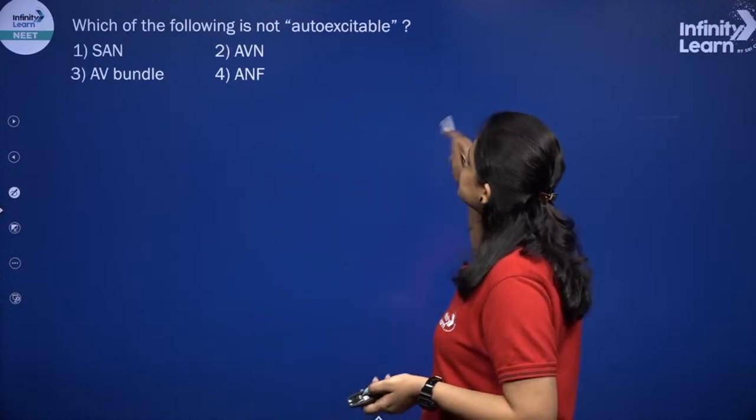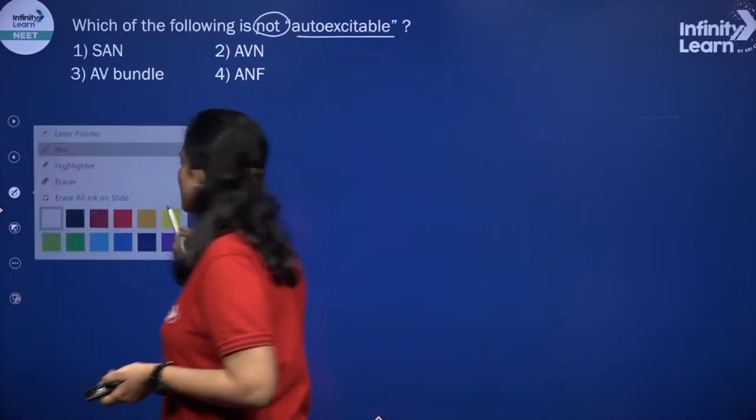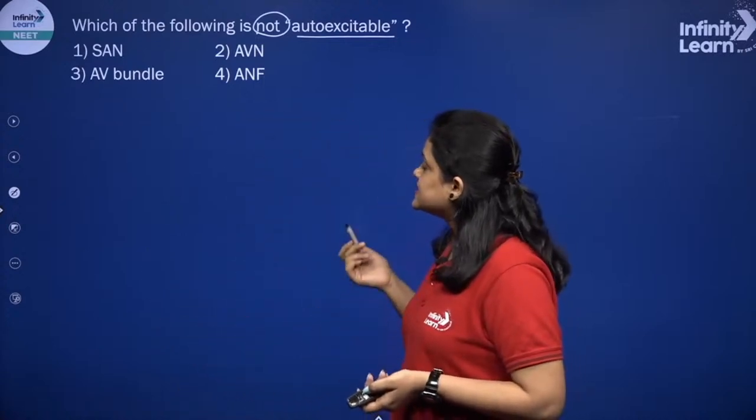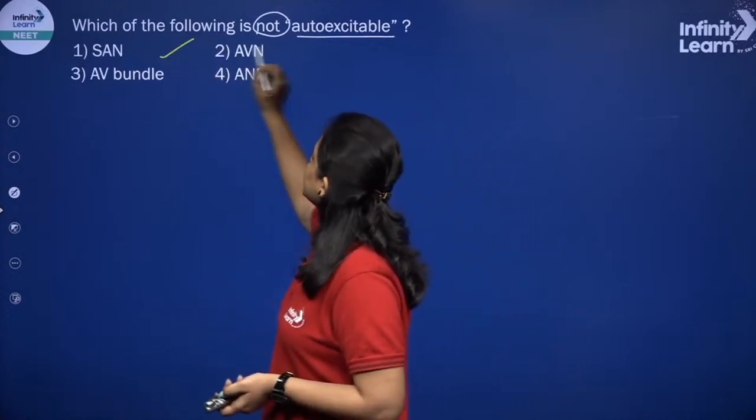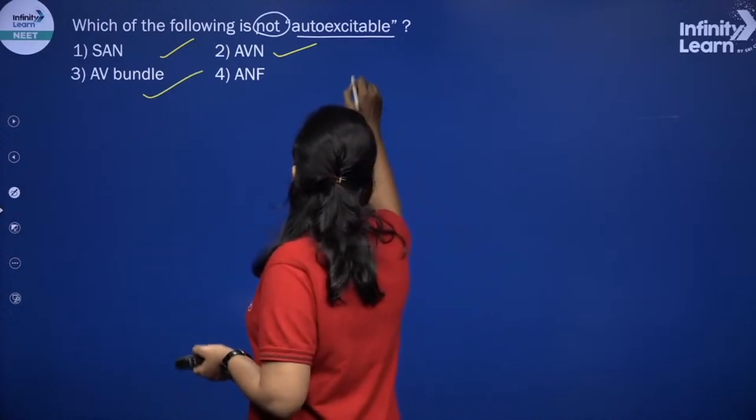Which of the following is not auto excitable? Not auto excitable. Sinoatrial node, AV node, AV bundle, all these are the nodal tissue.